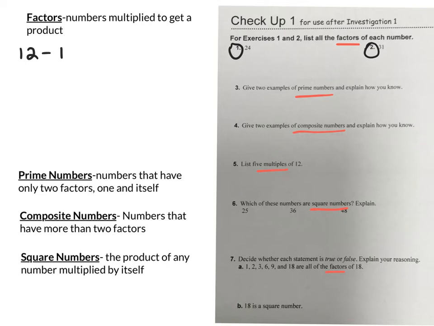So we can say 1 times 12, 2 times 6, and 3 times 4. Each of these is a factor. So those are the factors of 12. In the video, you needed to list the factors of 24 and the factors of 31. So now you can retry problem 1 and problem 2, factors.